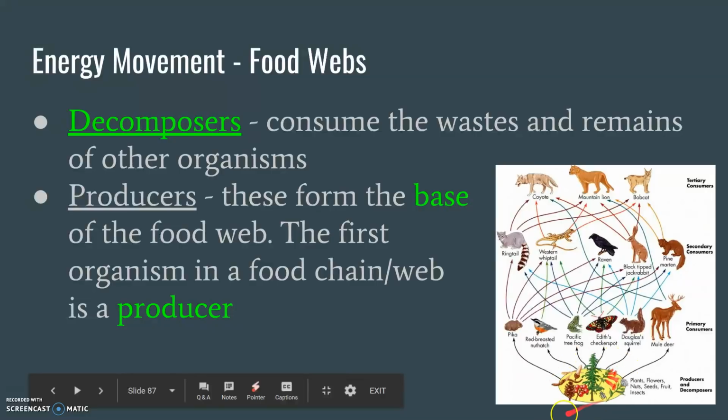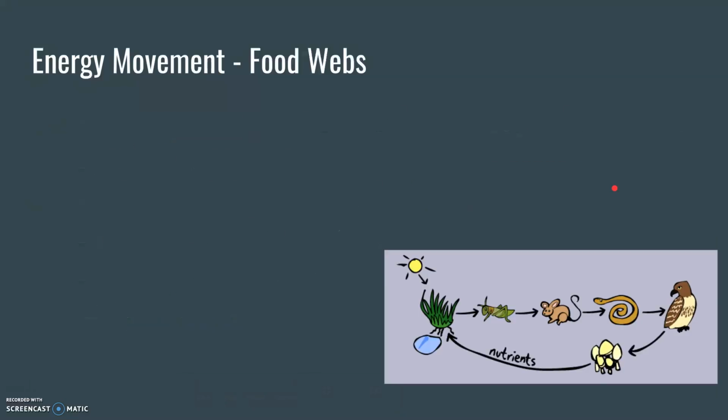We have a tree, we have acorns, some berries, some pine cones, some flowers. These are our producers, and notice right here, it's the base. Base means kind of bottom. So here's the bottom of the food chain, and then we go up and up and up, and we're going to keep on learning about these different levels.